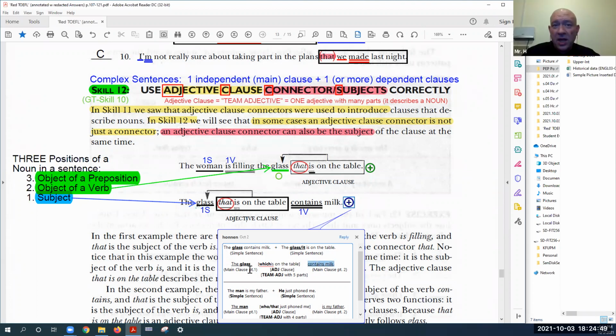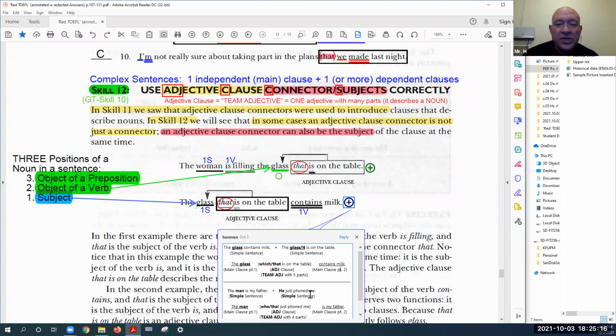Look at this main clause. Part one. Why is it separated? What do you think? Because the adjective clause was in the middle. That's right. And why is it in the middle? Because it described the first subject. The subject. That's correct. You got it.